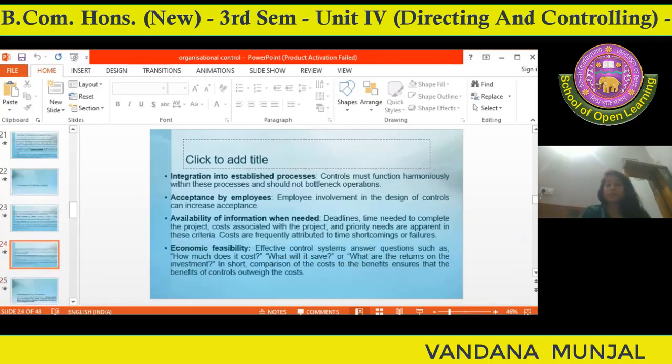Control must function harmoniously with the existing processes. ऐसा नहीं है कि आप existing process को रोक के control को exercise कर रहे हो. No, control should work simultaneously. आपके existing काम में वो hindrance नहीं आनी चाहिए because of the control. The control system should not be such कि वो existing काम में hindrances डाले.